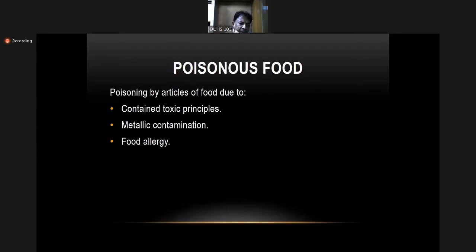The metallic contamination or the food allergy. Food kept in the can for a long time can cause allergies and toxicity. So poisonous food also causes toxicity. There is no bacteria present in the food, but the can itself, the metal itself, or the allergy itself causes food toxicity other than bacterial toxicity.